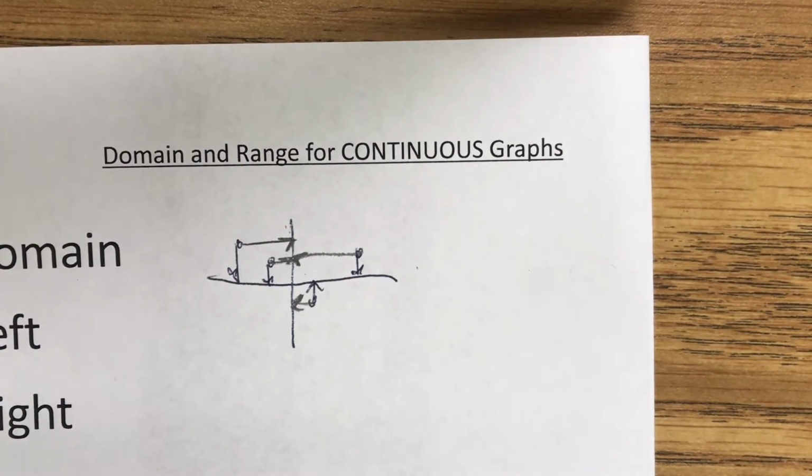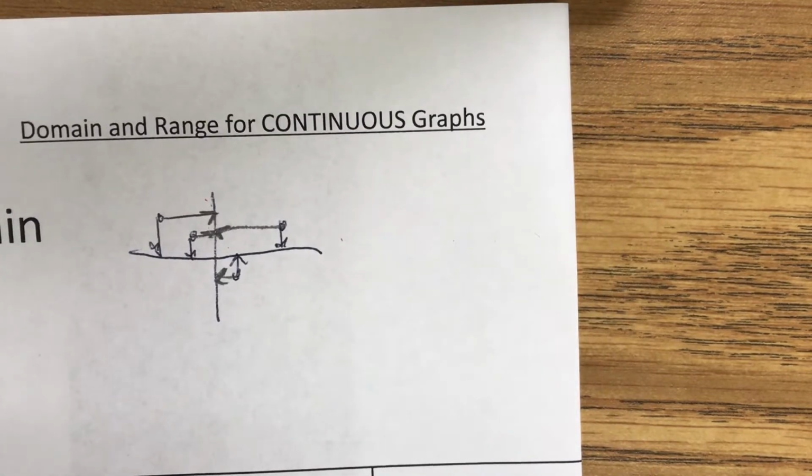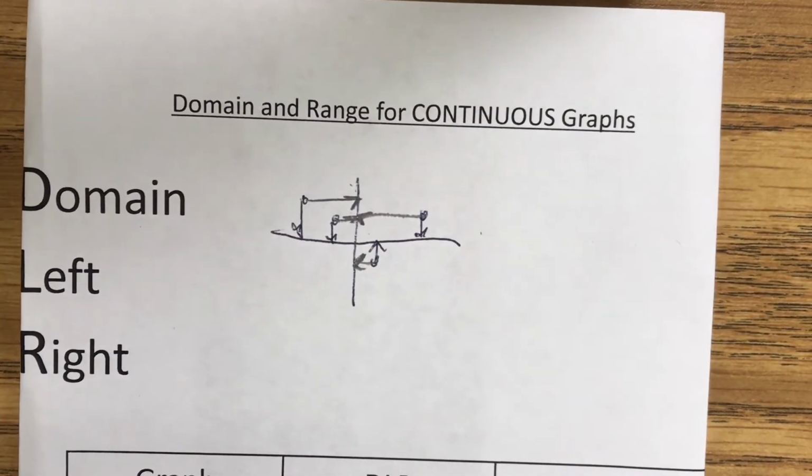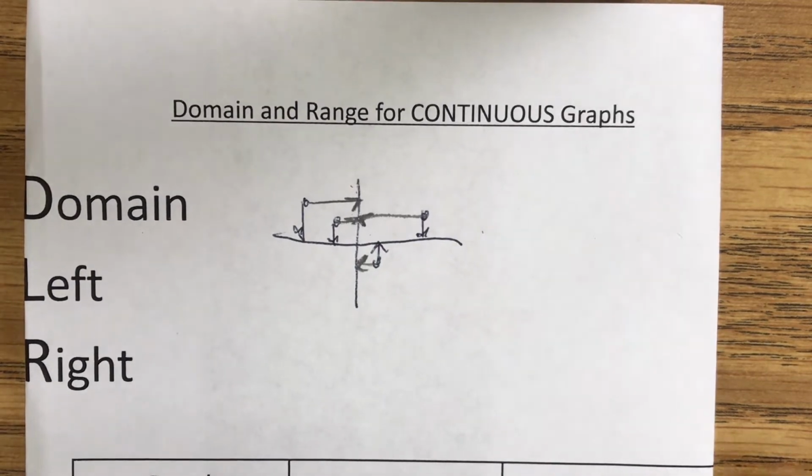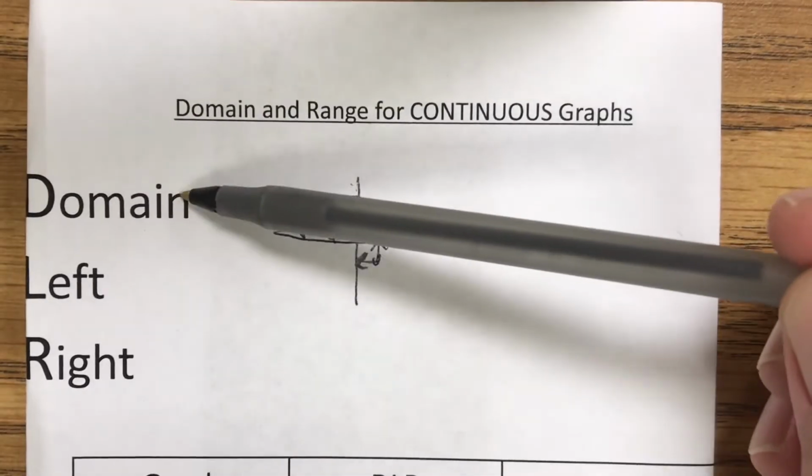So instead of having to write down every single one of those possible answers, which would take us forever and we could never finish, we show how to do the domain and range of continuous graphs differently than we did the discrete graphs. So first, just some basics about continuous graphs. We're going to talk about the domain first.